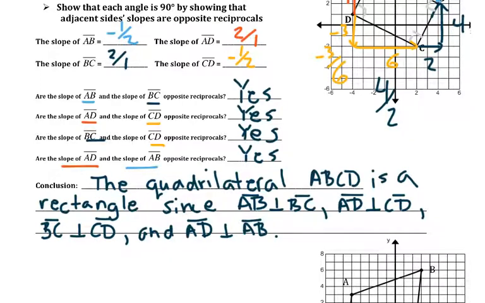So all of this would be our proof. We're showing that this is the case. Now, this symbol right here, the perpendicular symbol, we knew we could use it since they are opposite reciprocal slopes, which is what we did up here, checking those opposite reciprocal slopes.